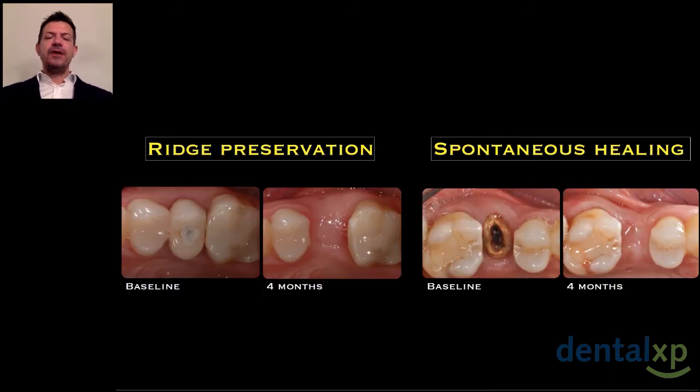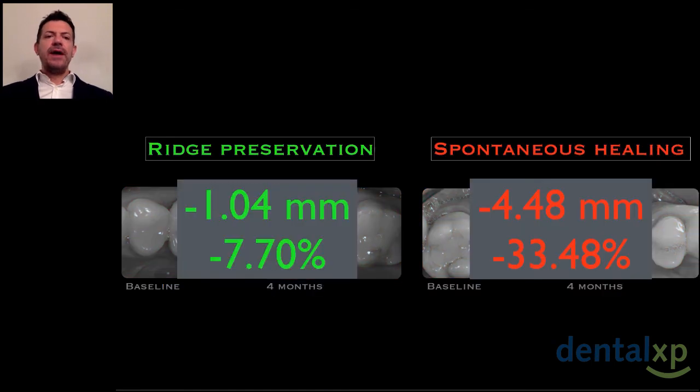The conclusion of the randomized controlled clinical trial was that with ridge preservation, we had just a small remodeling of the ridge that was 1.04 millimeters in the horizontal dimension, corresponding to 7.7%. While with spontaneous healing, we had 4.48 millimeters of remodeling, in percentage 33.48% of remodeling. The difference was of statistical significance.